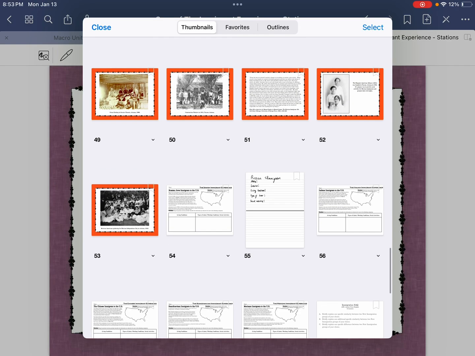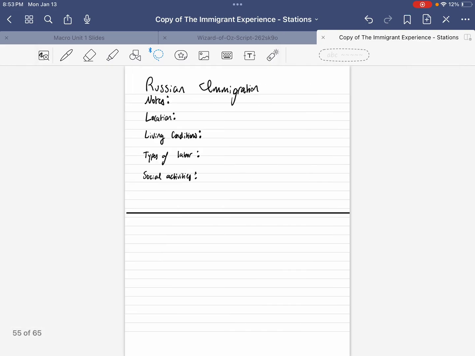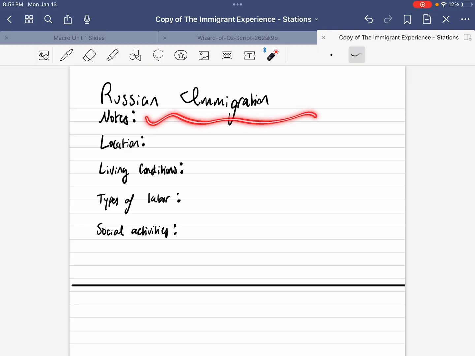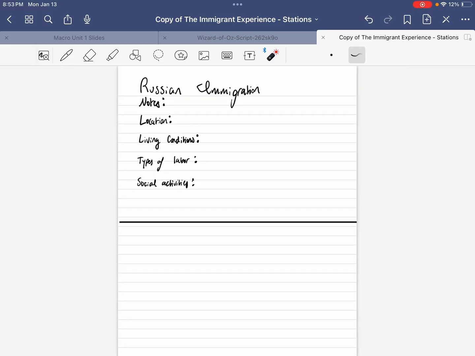So not typing, writing things in these boxes. Let's say you don't have access to a printer and you can't print. Then all you have to do is recreate it like I have done here. There are going to be five or six different immigrant groups that we're going to study. I just need you to have a little section to take general notes, and a section to describe the location where the immigrant groups immigrated to, their living conditions, types of labor, and social activities. I would label them Russian immigration, Mexican-American immigration, that sort of thing. I just have two or three sheets of paper. Probably not even that. Probably a front, a back, and another front is what it will take.